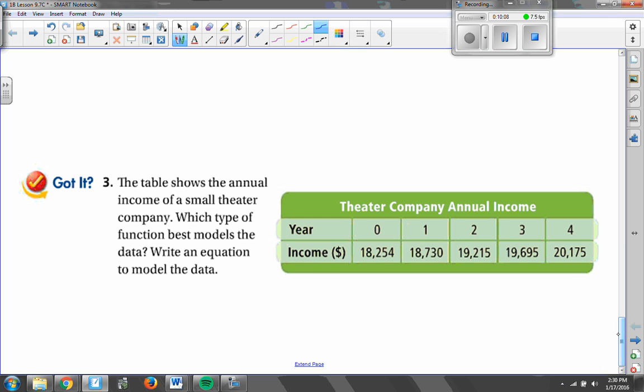I would like you to try this problem. Theater company's income over a certain number of years. I want you to find a good function that models that data, decide if it's linear or exponential, and then write that linear or exponential function for this data. So pause the video, take a look at this problem, and then come on back and I will show you what your answer should be.